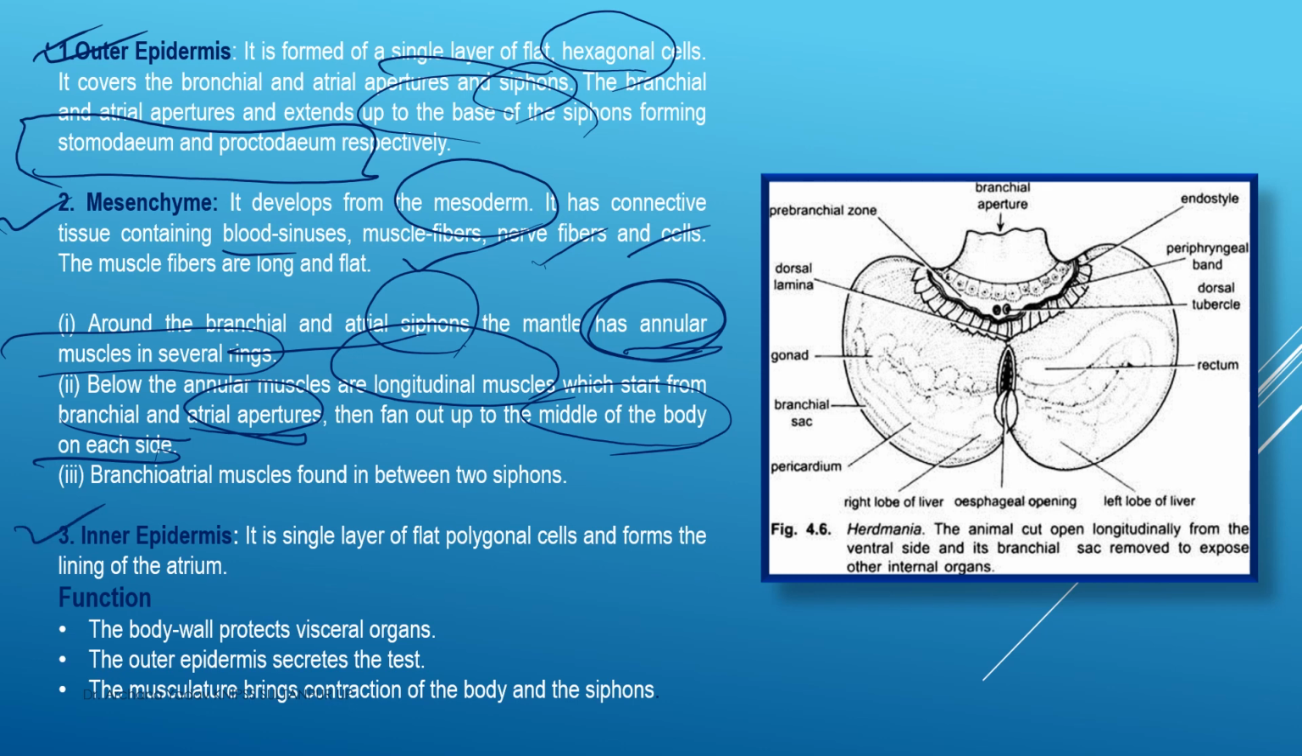Next is the inner epidermis. It is a single layer of flat polygonal cells and it forms the lining of the atrium. And what is the function of the mantle? Number one, the body wall protects the visceral organs, and the outer epidermis of the mantle secretes the test, and musculature or muscle cells like longitudinal muscles, and next the annular muscles which contract the body and the corresponding siphon.